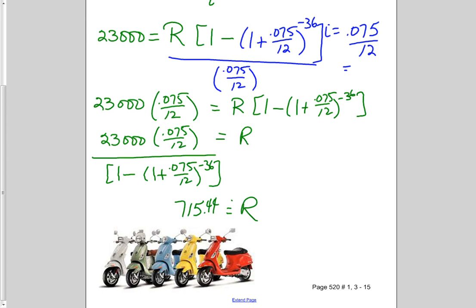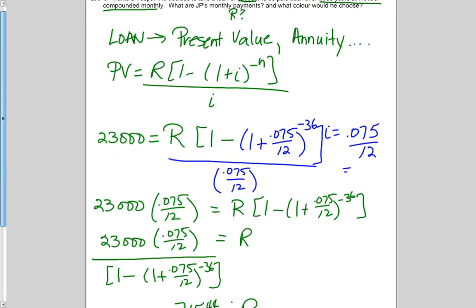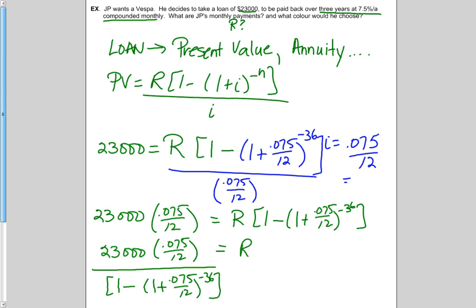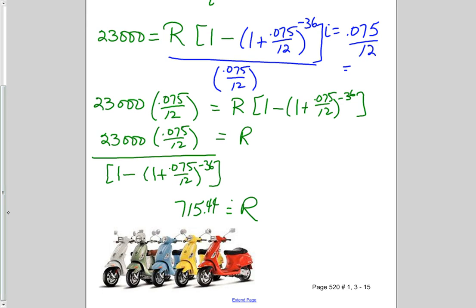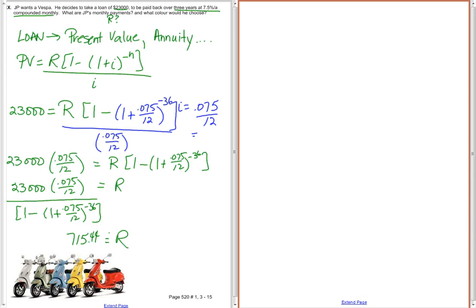So JP will have to spend $715.44 every month for 3 years to have his Vespa. But what I'm not sure about is what color he would choose. Let's try this with the graphing calculator because they are such a handy tool to have, and we're going to get it to solve for R.